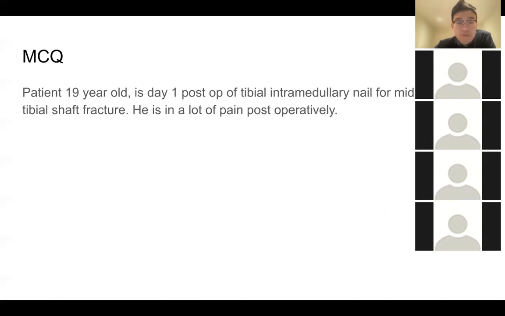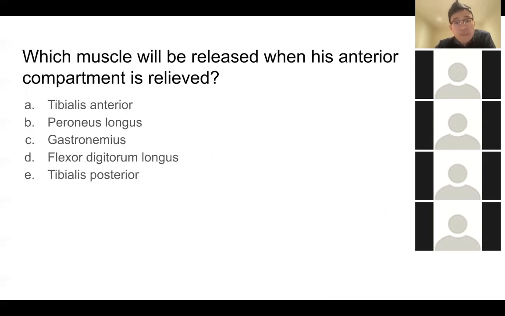This is the MCQ that some of you have done. A 19-year-old, day one post-op tibial nailing for a mid-shaft closed tibial shaft fracture. He's in a lot of pain post-operatively. What muscles will be released when his anterior compartment is relieved? Tibialis anterior, peroneus longus, gastrocnemius, flexor digitorum longus, and tibialis posterior. So have a think and we'll talk about it later.